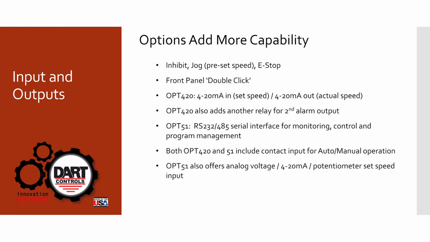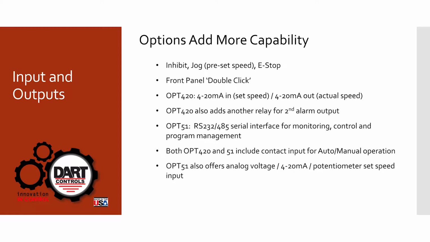Again, on the ASP40 only, the OPT420 is a 4 to 20 milliamp in, 4 to 20 milliamp out, where the input is an automatic set speed and the output is the actual speed of the motor.